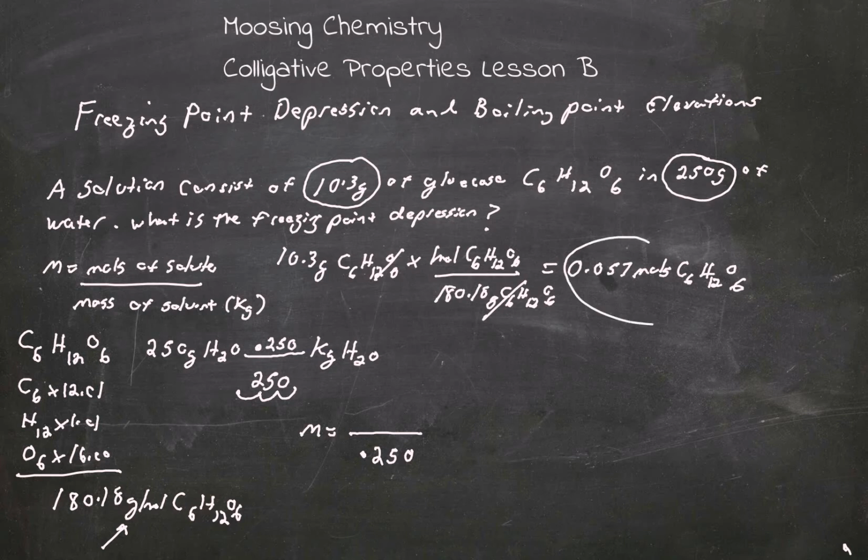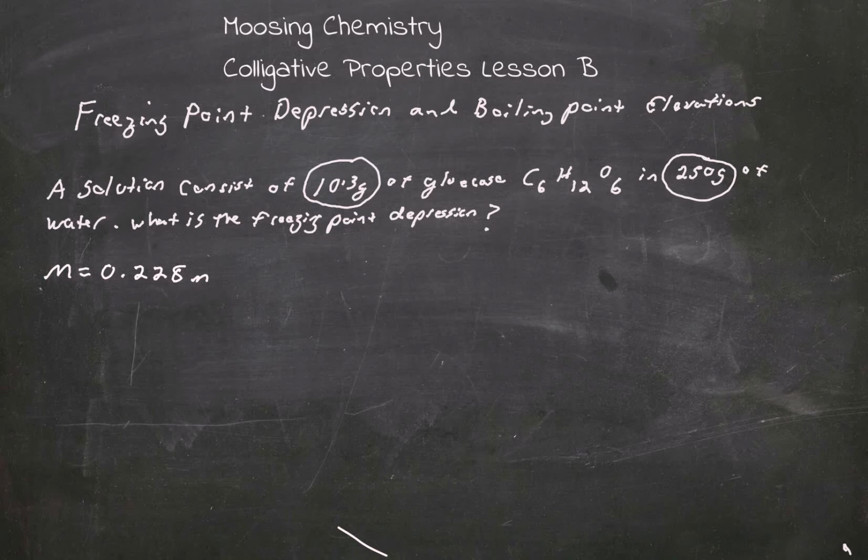All right, so now I've got all my numbers. I need this number here, and I need to put it right here. So I go 0.057, and dividing the two together gives me 0.228 molal. So now I've got my number here, and I'm about ready to solve this. I'm going to have to clean up a lot of space here, so I'll be right back as I erase this.